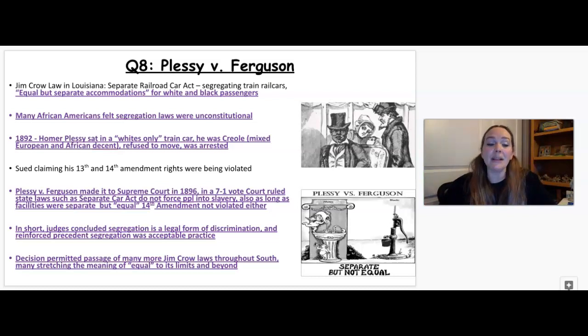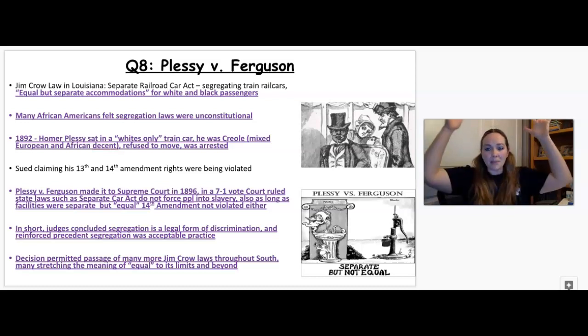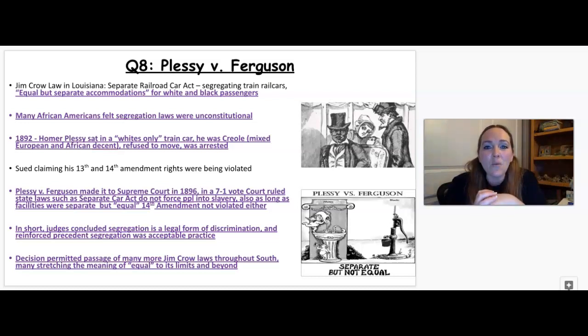So he sues, claiming that his 13th and 14th Amendment rights were being violated. Okay, remember 13th is about slavery, 14th is about equal protection and citizenship under the law. And so he's saying those rights are being violated. Plessy v. Ferguson takes 4 years, but it makes it all the way up to the Supreme Court. And in a 7-1 vote, you guys, so almost a landslide vote, okay? Almost everyone at the time in the U.S. Supreme Court votes that Homer Plessy is wrong, okay?